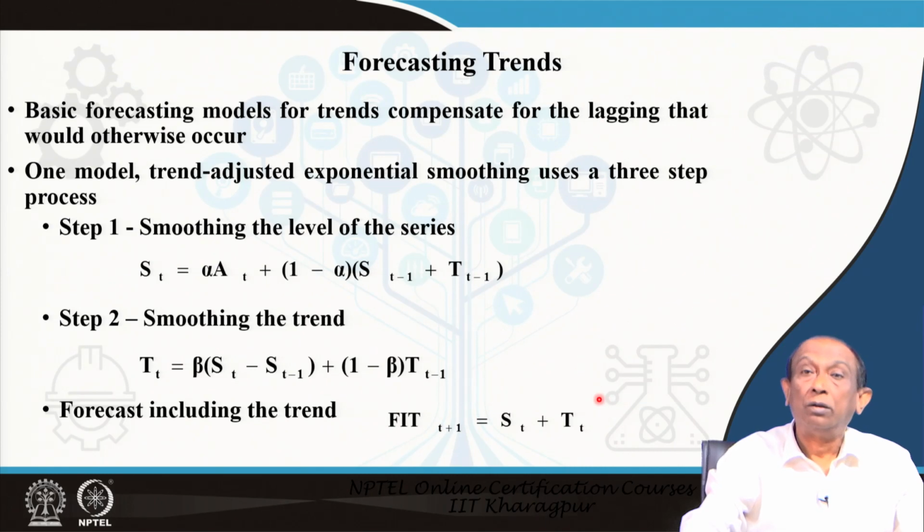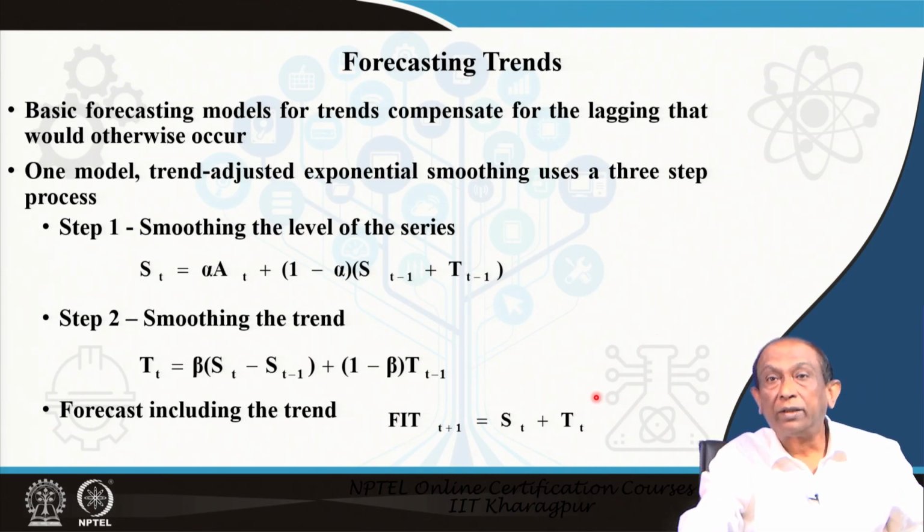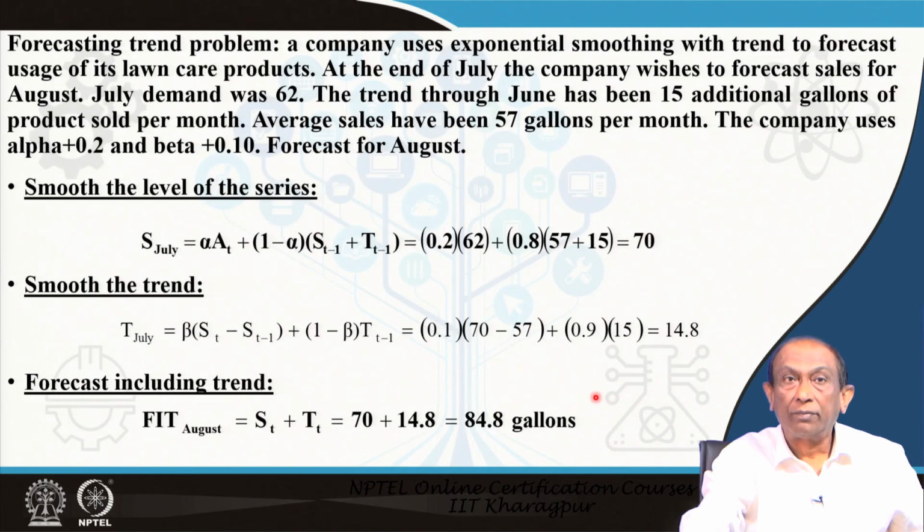Now, let us look at one example which will make things absolutely clear. Here is one problem. A company uses exponential smoothing techniques with trend to forecast usage of its lawn care products. At the end of July, the company wishes to forecast sales for the month of August.